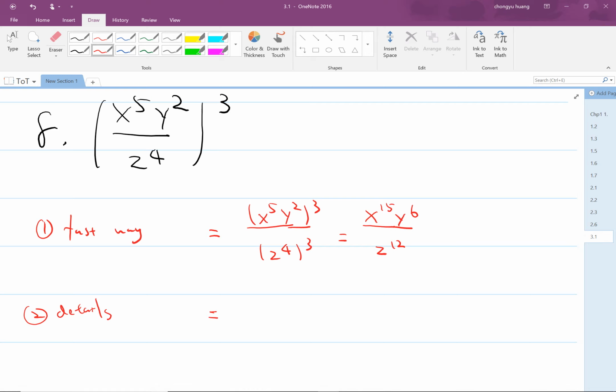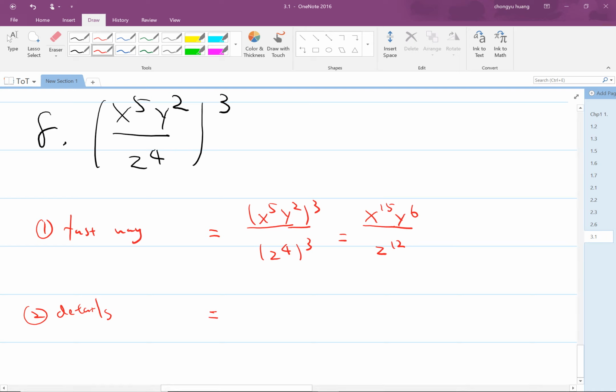So basically over here, let's check the condition one last time. We have x to the power 5, and 5 is a positive number. y to the power 2, 2 is also another positive number, and then we have over z to the power 4, 4 is another positive number. And then we have everything to the power 3, and 3 is also a positive number, so everything is valid for the property, so we are actually able to use the property, right?